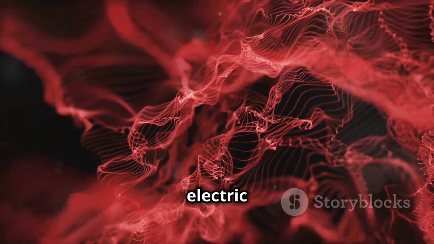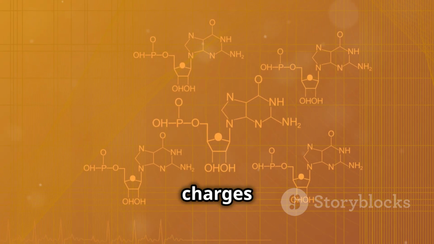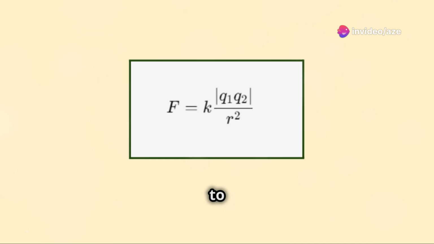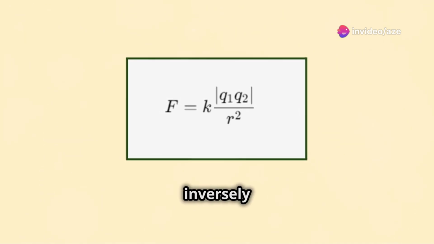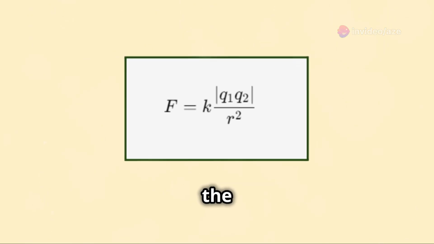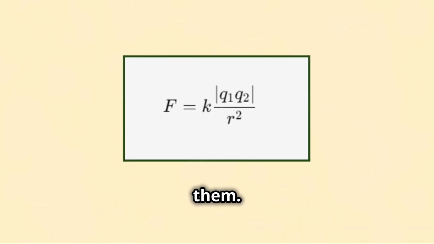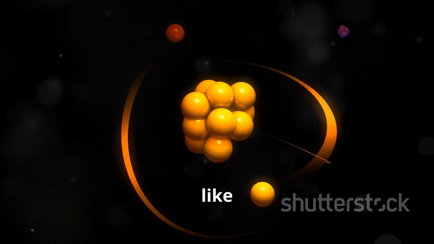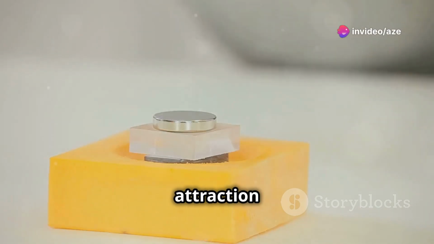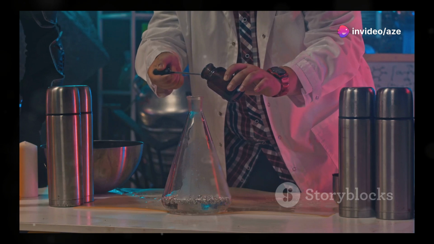It states that the electric force F between two point charges is directly proportional to the product of the magnitudes of the charges Q1 and Q2, and inversely proportional to the square of the distance r squared between them. The law can be mathematically expressed as opposite charges attract, just like the poles of a magnet. This attraction holds the atom together.